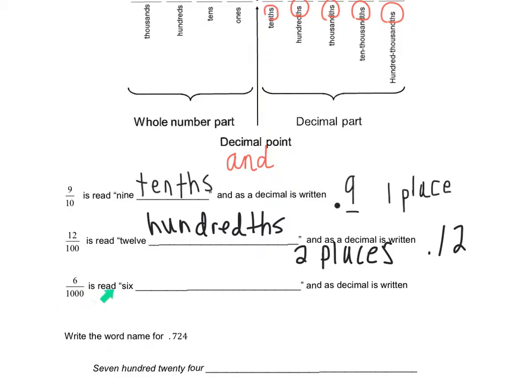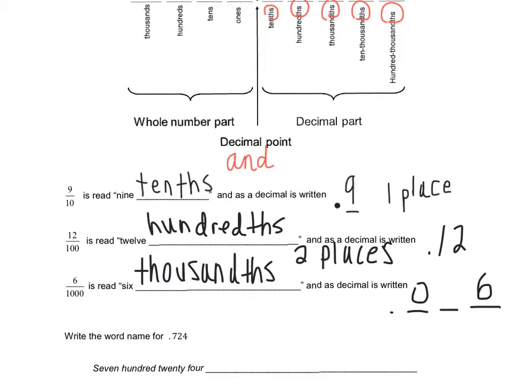6 over 1,000 is 6 thousandths. So here's thousandths. And again, if you count your decimal places, and we write this out as a decimal, we have 3 decimal places: tenths, hundredths, thousandths. And we are going to backfill in the 6, which means put it off to the far end. So the 6 is in the thousandths place, and we need to fill in the placeholders of 0. So this has 3 places for thousandths.